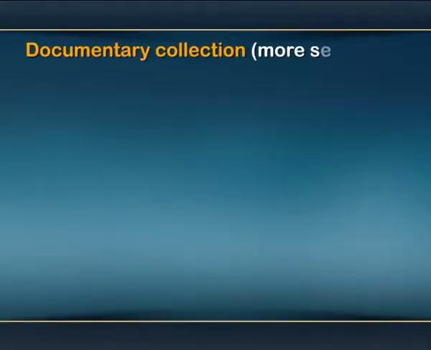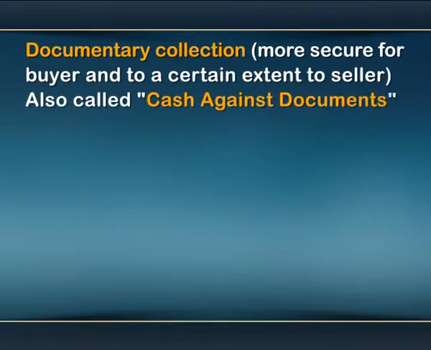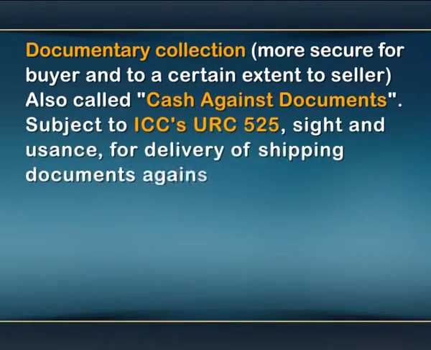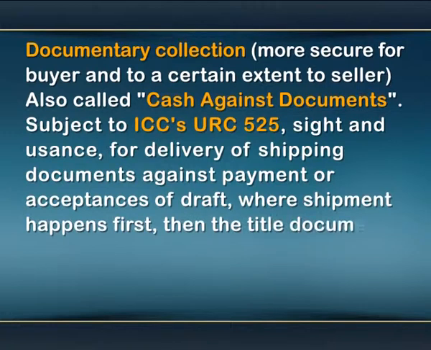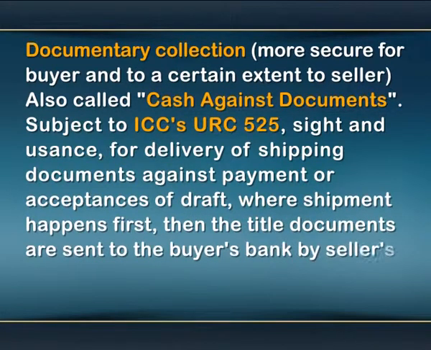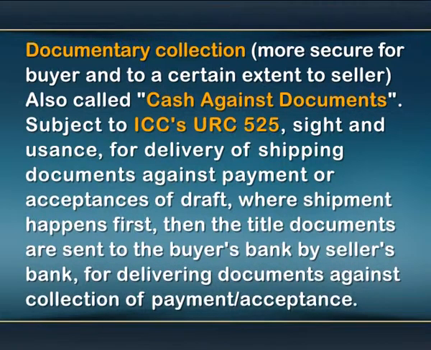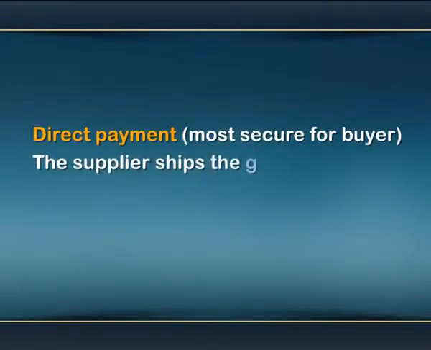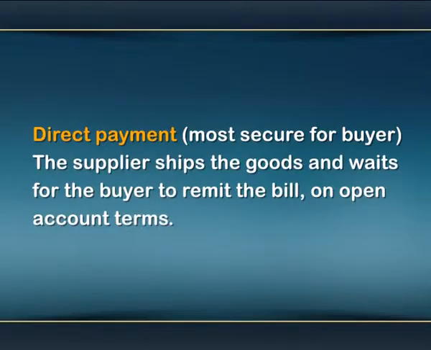Documentary collection, more secure for buyers and to a certain extent to sellers, also called cash against documents, subject to ICC URC 522, for delivery of shipping documents against payment or acceptance of drafts. Here shipment happens first, then the title documents are sent to the buyer's bank by the seller's bank for delivering documents against collection of payment or acceptance. Direct payment, most secure for buyers. The supplier ships the goods and waits for the buyer to remit the bill on open account terms. These were the international trade payment methods.